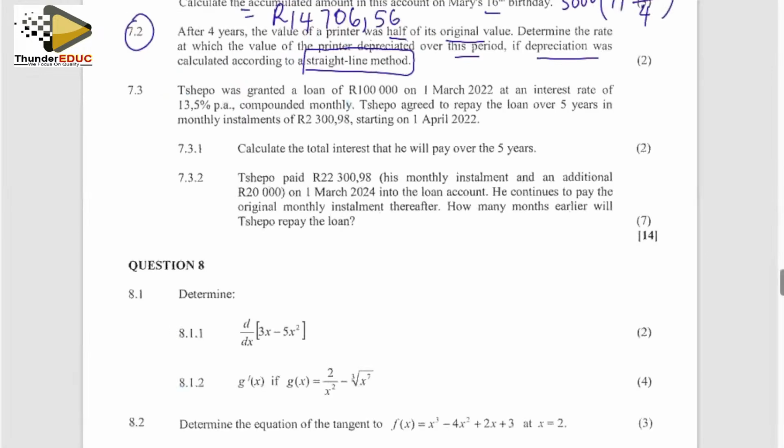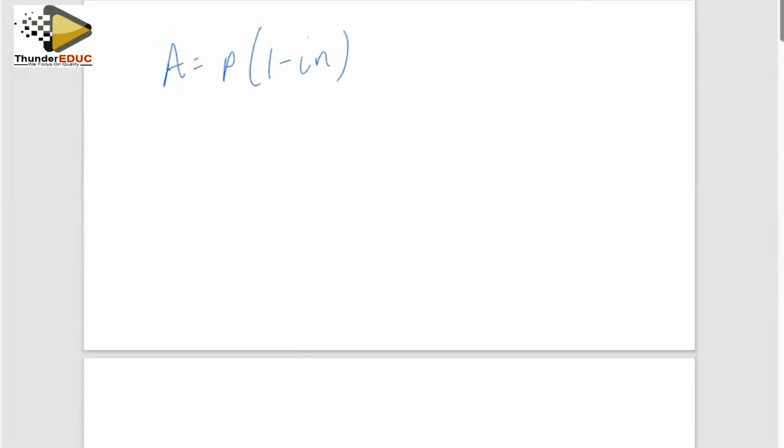Just that, so that we get more space. Okay, so what we're doing is that we're going to use the straight line depreciation. So that's going to be A is equal to P into 1 minus IN. Now, we don't know what the book value is, but they told us it's just half. So if the original value is P, this must be half of P.